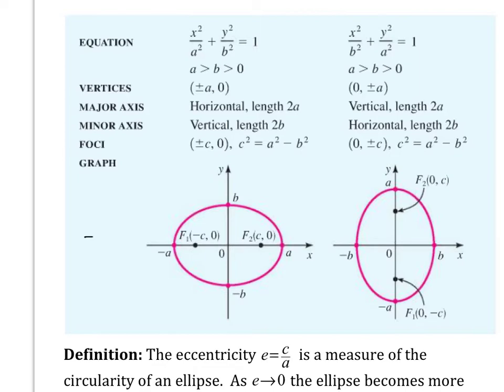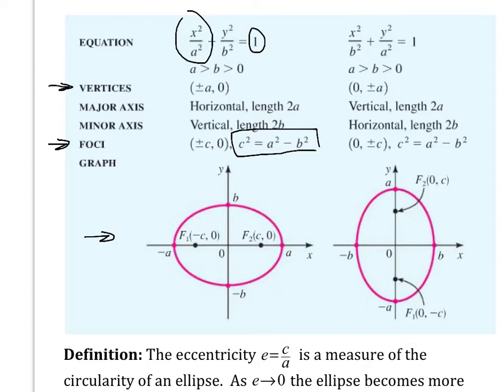This first case, where the foci are on the x-axis, is going to be true whenever the number below the x squared term is bigger than the number below the y squared term. And it's really important that you have 1 on the other side. In which case, the vertices are going to be at (±a, 0), and the major axis will have length 2a. The minor axis has length 2b, and the foci are at (±c, 0), obtained by using this equation, c squared equals a squared minus b squared.